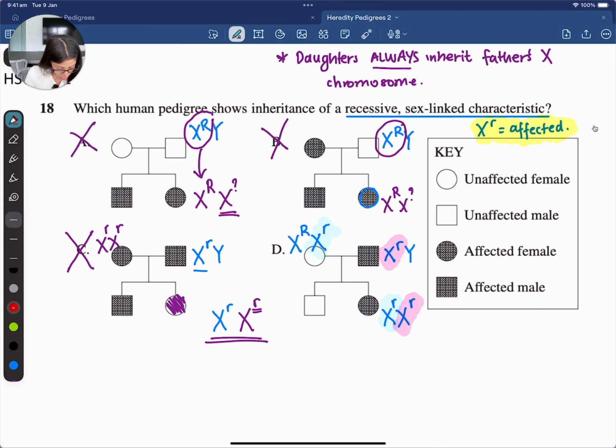So for the son's genotype, he's definitely inheriting the Y chromosome from the father, leaving him inheriting the X chromosome from the mother. So the mother now has both options. She has the recessive allele and the dominant allele. So since that male is unaffected, he will definitely be taking the dominant R allele. And this absolutely makes sense, so D will be my answer.